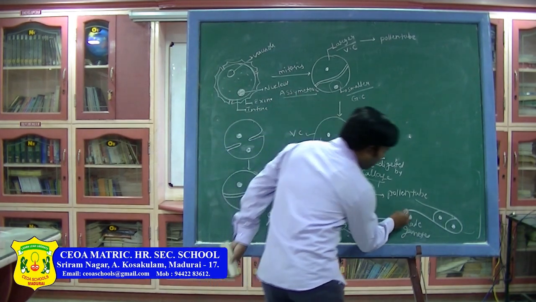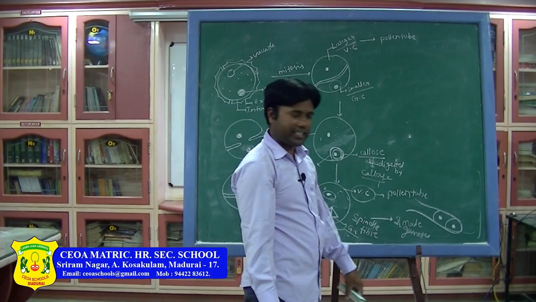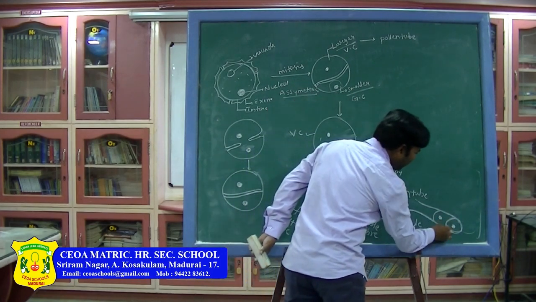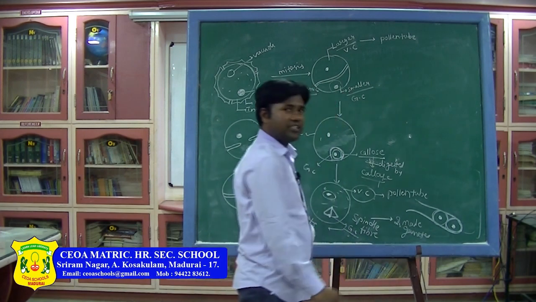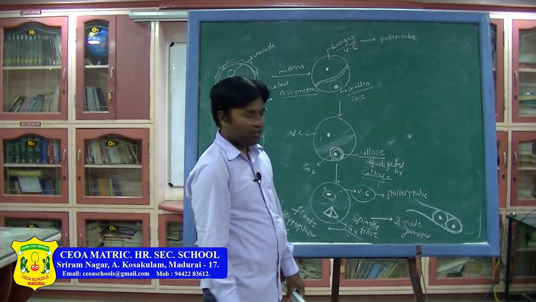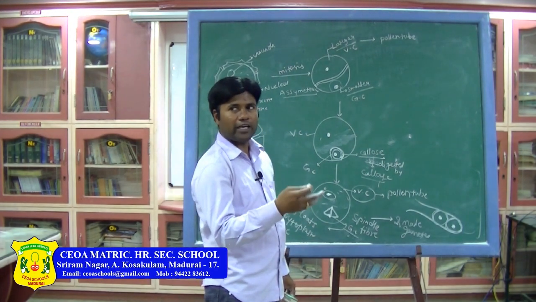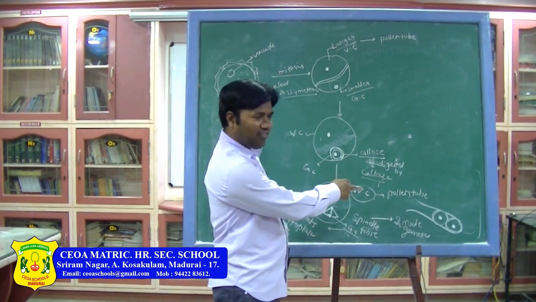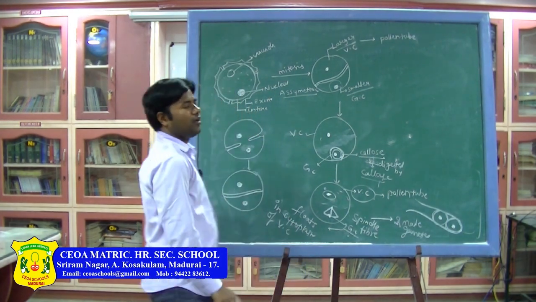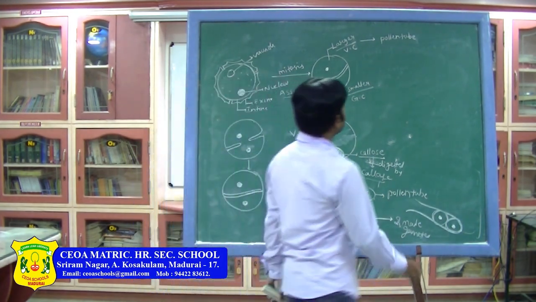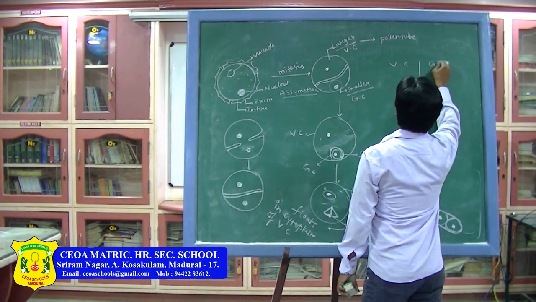So this is the pollen tube. Who has developed it? The vegetative cell. These are the male gametes. Who has developed them? The generative cell. Then the pollen tube reaches the ovary, extends up to where the ova is present, and meets the ova nucleus.